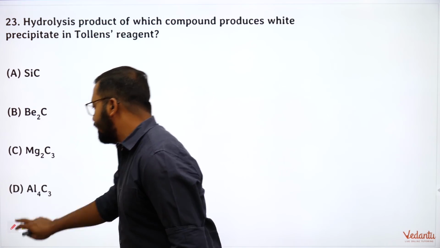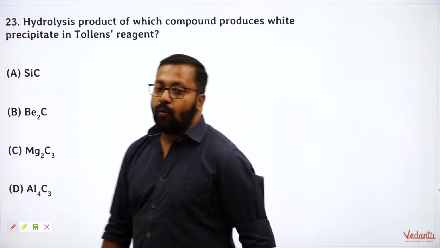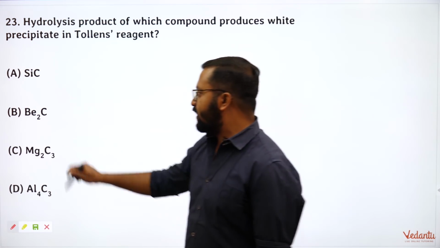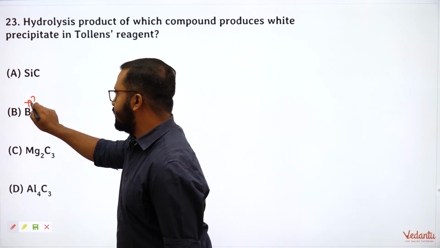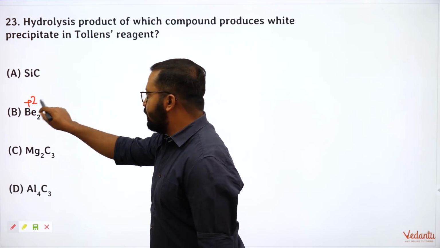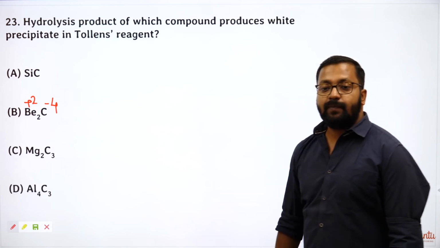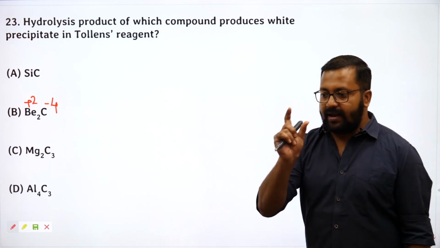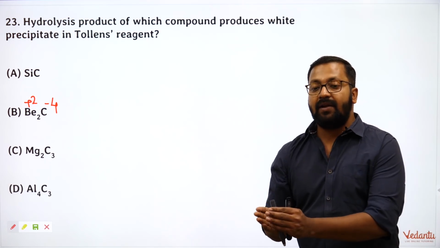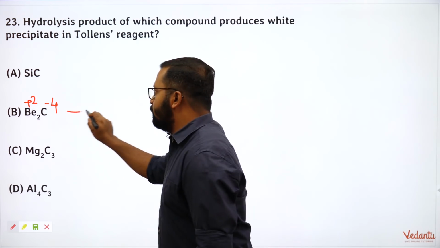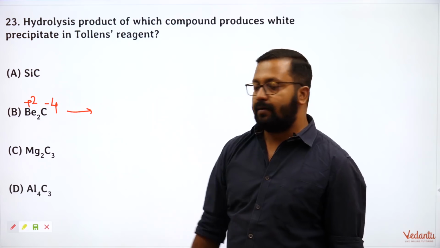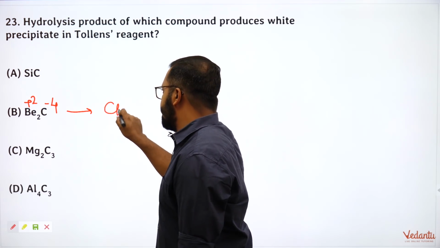What happens in the other cases? Be2C, what will be the product? How do we identify? Look at this, here there is a +2 charge. So what is the total charge on carbon? -4. Okay, the total charge on carbon is -4. If carbon with -4 is added to water, it will combine with 4H+ ions, because we will neutralize the -4 with 4H+. So I'll get CH4.